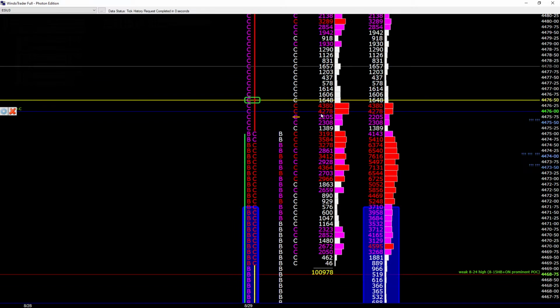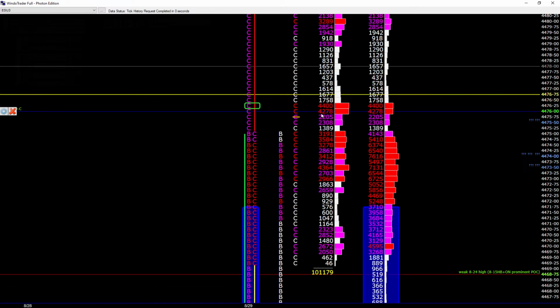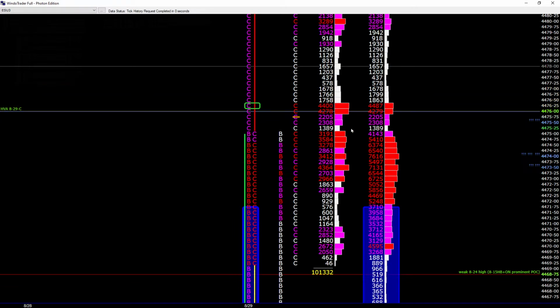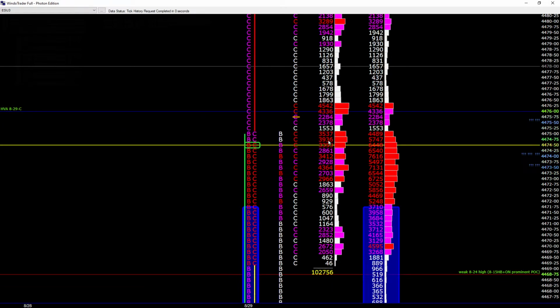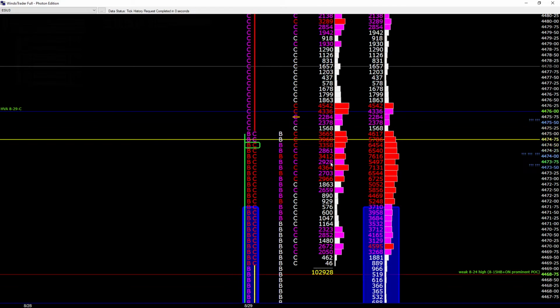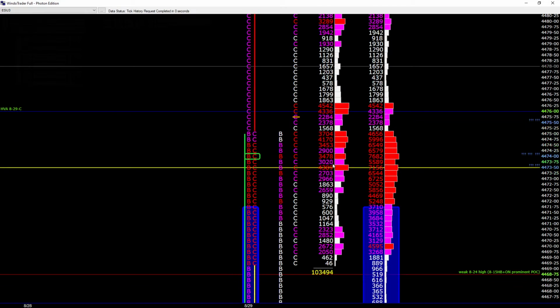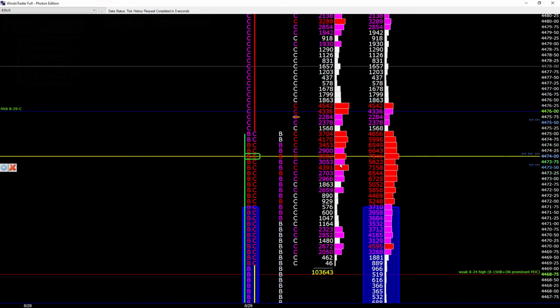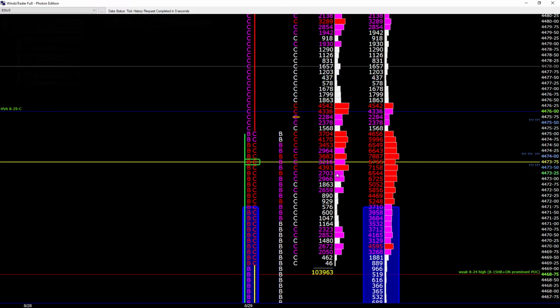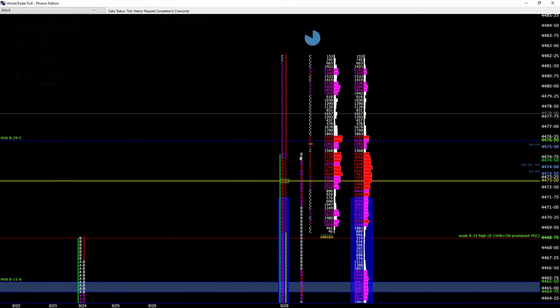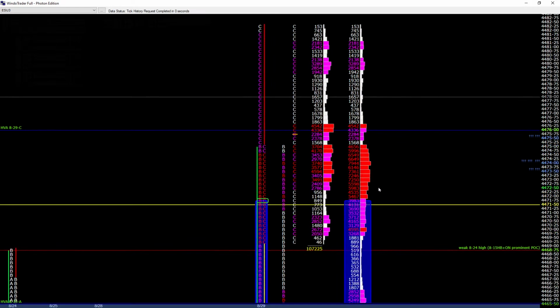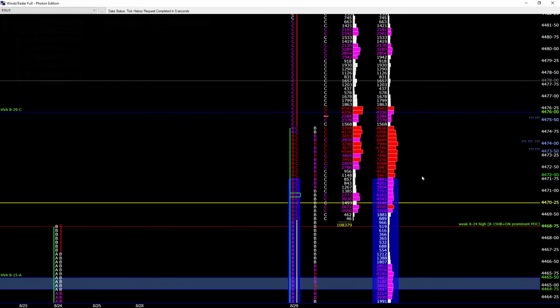Oh, I see. 42. 43, 38, 35, 36, 38, 15. Volume being accumulated here. 35, 32, 28, 3,000. Volume is being accumulated inside B. That's not a good sign, actually.